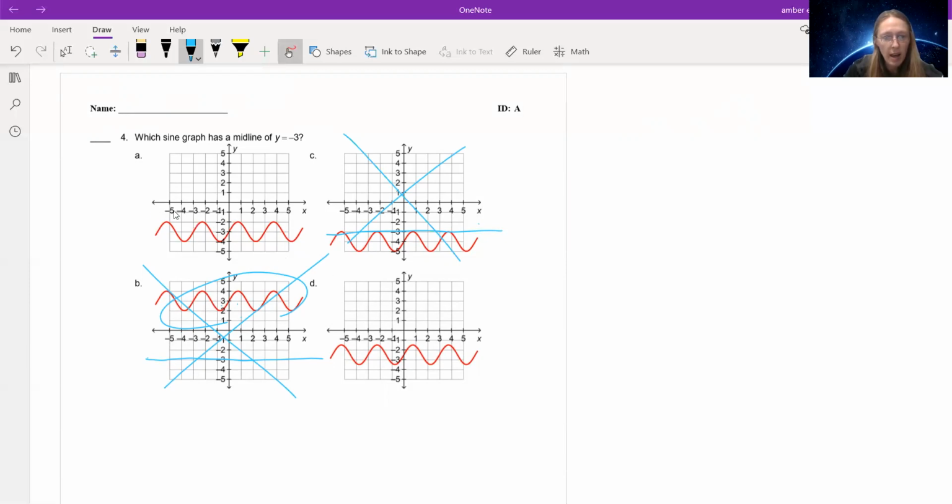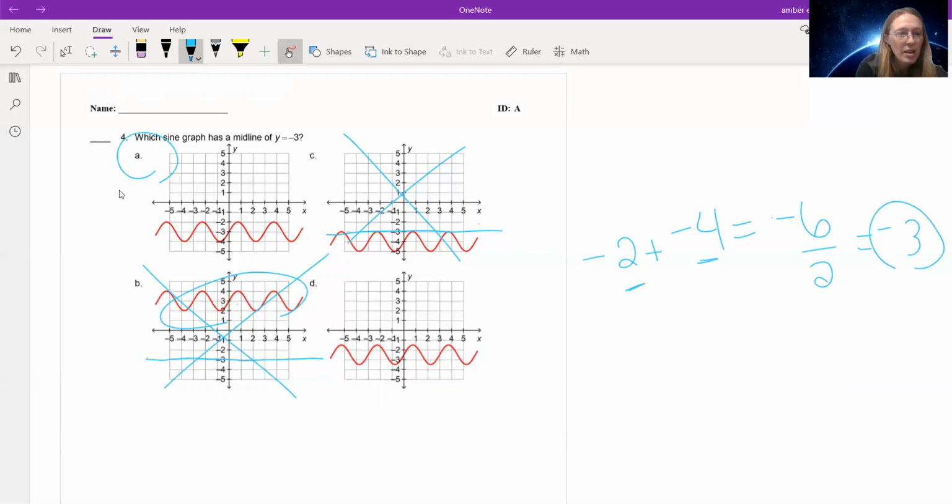Let's try letter A. I see that my maximum values are negative 2. I see that my minimum values are negative 4s. So I'm going to add them together to get negative 6. Because I'm doing an average of 2 values, I'm going to divide by 2, and that gives me negative 3. Awesome. That's exactly what we're looking for. So I know that here, my answer is letter A.